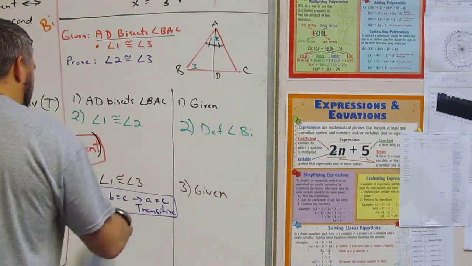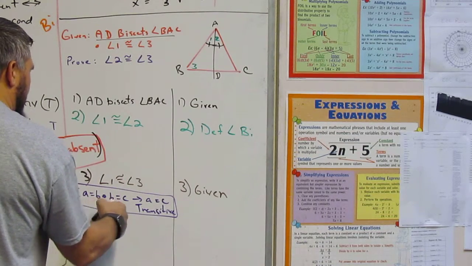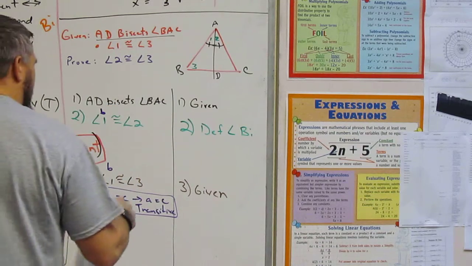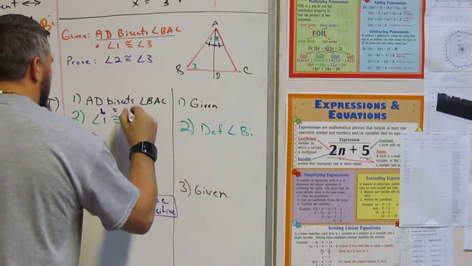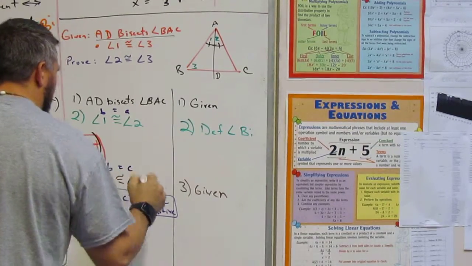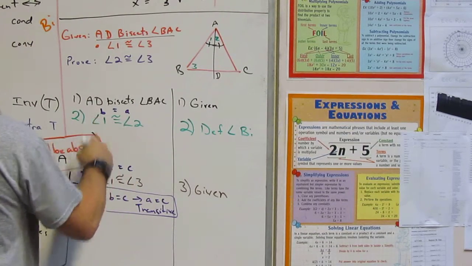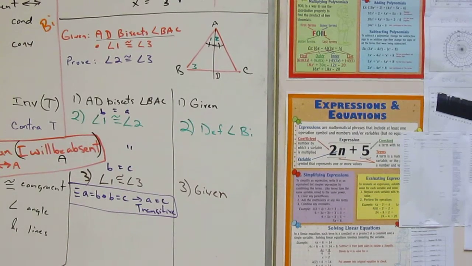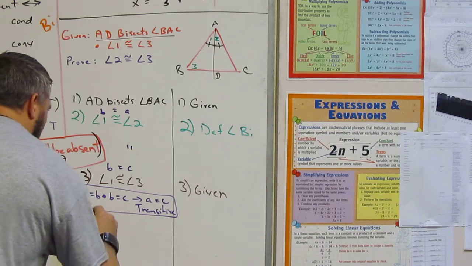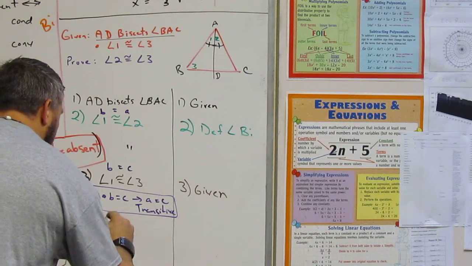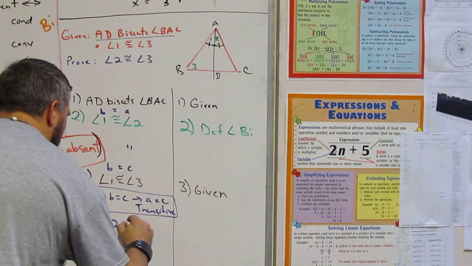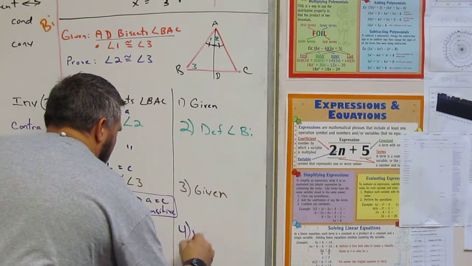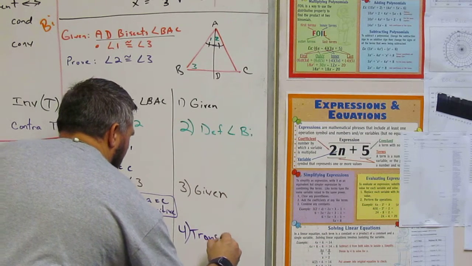So the two that are the same, I'm just going to label this B and this B. Now, if B equals A and B equals C, so if A equals B and B equals C, then A equals C. Then I get the last step, 4: angle 2 is congruent to angle 3. And that's transitive. Okay?